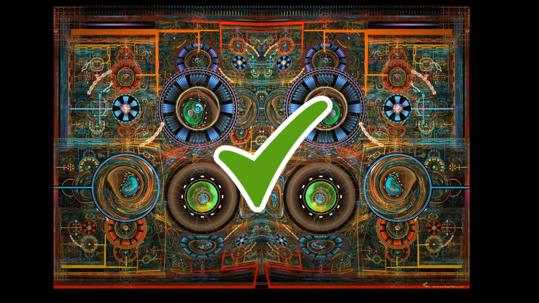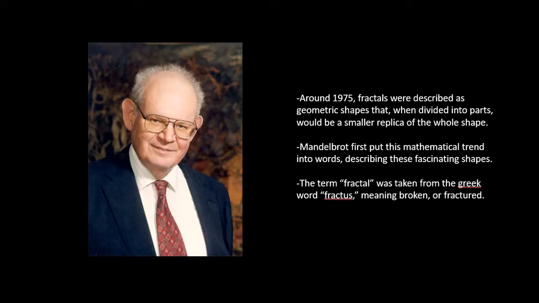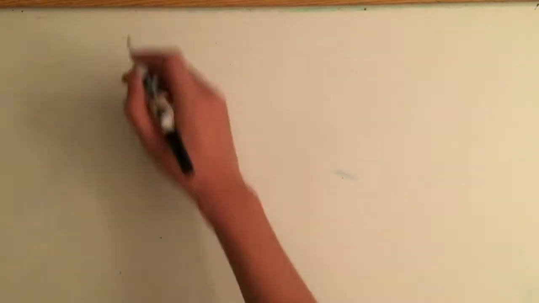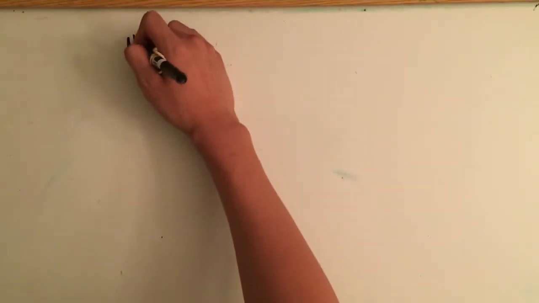Let's get started. First discovered by Benoit Mandelbrot around 1975, fractals were described as geometric shapes that, when divided into parts, would be a smaller replica of the whole shape. The concept of fractals has been around in earlier times, but it is Mandelbrot who first put this mathematical trend into words, describing these fascinating shapes. The term fractal was taken from the Greek word fractus, meaning broken or fracture. However, there's more to that than just imagining pieces of a puzzle.